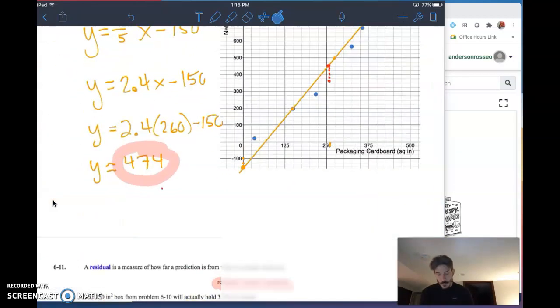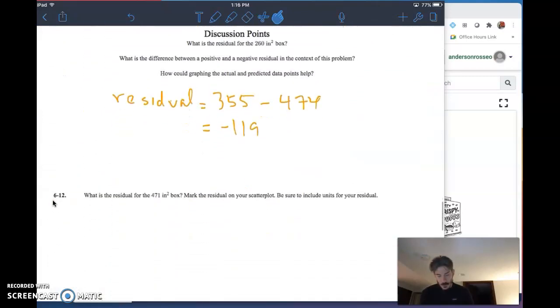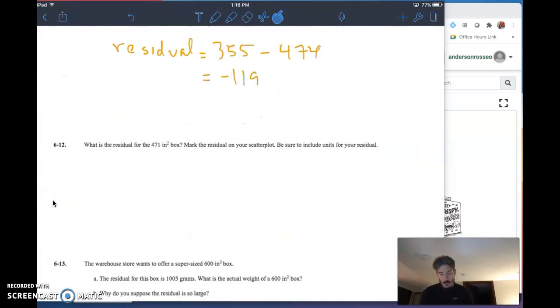Okay, one more thing we're going to look at real quick here, folks. All right, we're going to look at one more residual, and this time it is going to be for the 471 square inch box. We're going to mark it up on our scatter plot, and we're going to be sure to include the unit. So I'm going to do this all at once. Well, the residual, one more time, is going to be the actual minus the predicted.